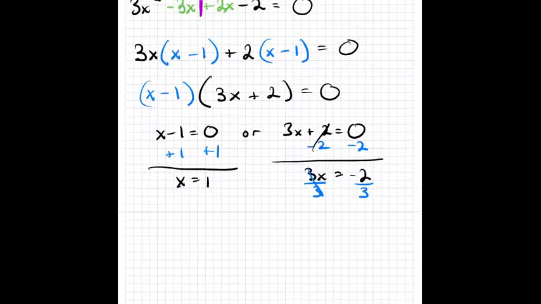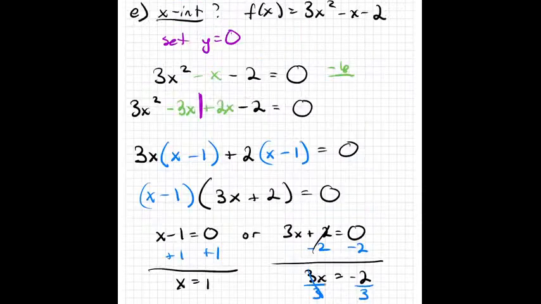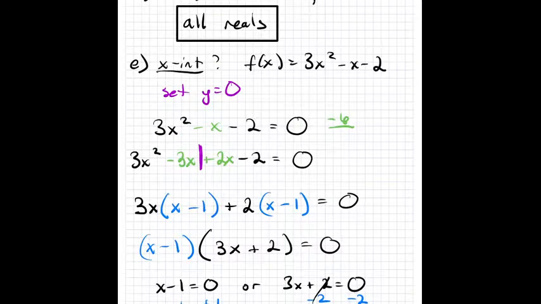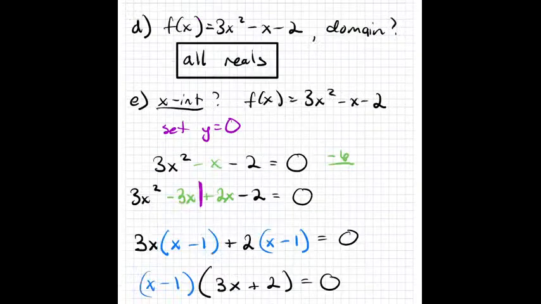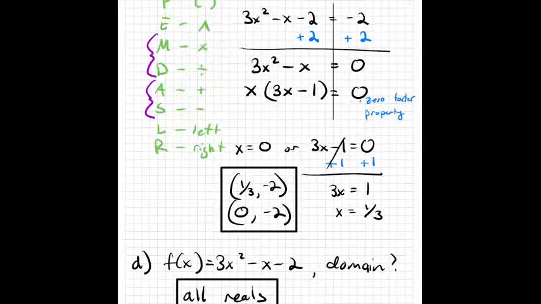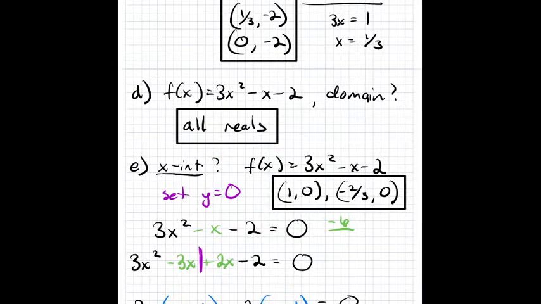Okay, let's go back and answer the question. X-intercepts. So we got 1, 0, and negative 2/3, 0, right? So we should check this. We can check this before going forward. We can check and see, does this work? We can check a lot of our stuff. I'll do that, but let me go ahead and do this last part, which is the y-intercept, and then we'll go back and check our work.